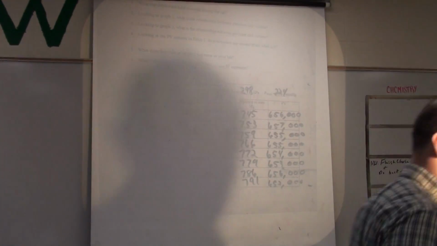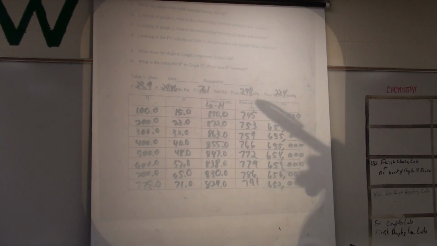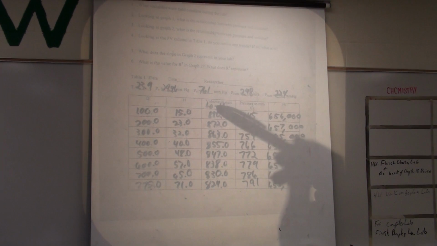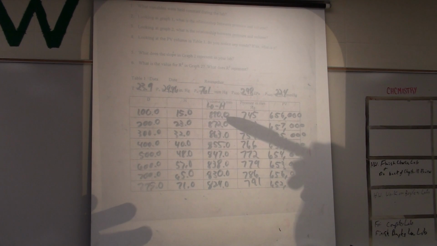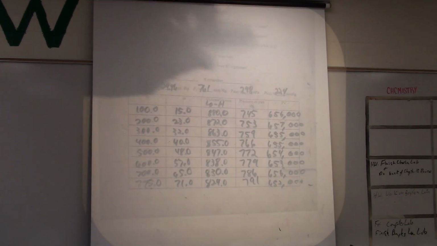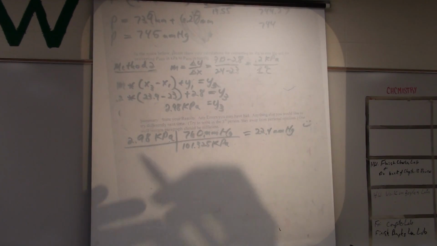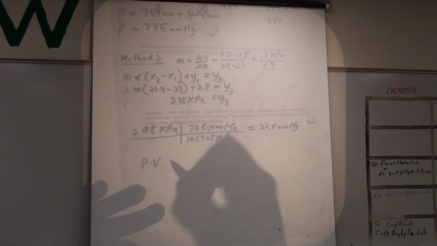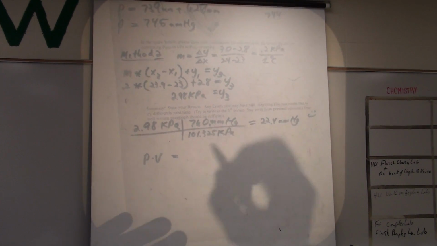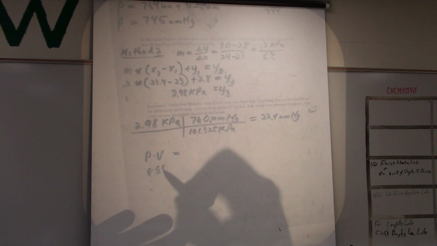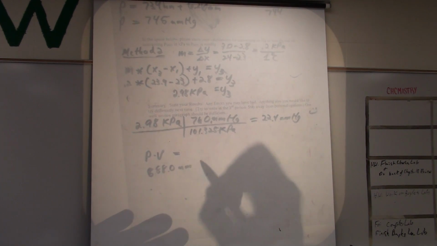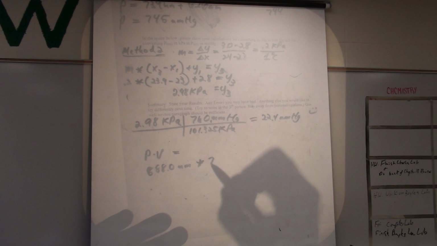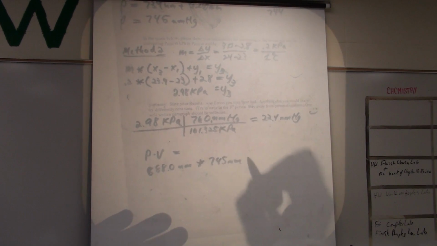So the last thing you need to do is to multiply your pressure times your volume column together. So here's your pressure, 745. Take your volume, so P times V. One example would be 880.0 millimeters times my pressure, 745, also millimeters.